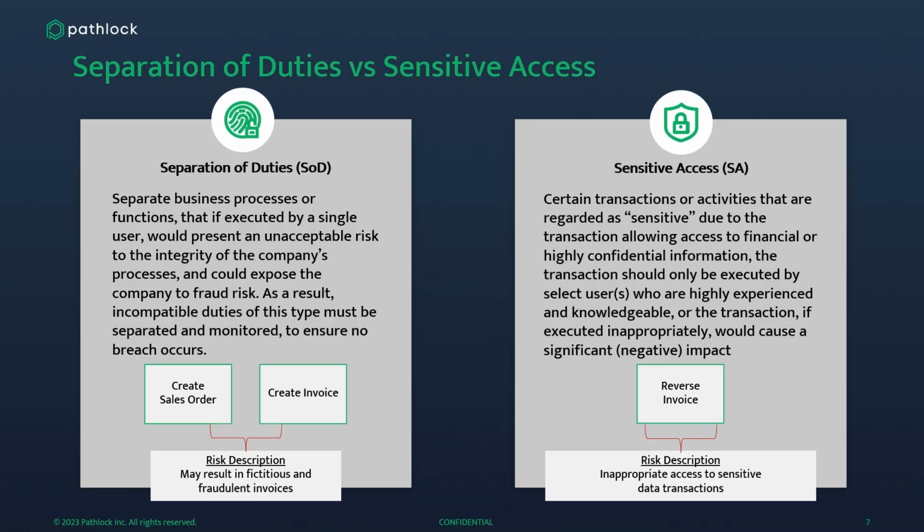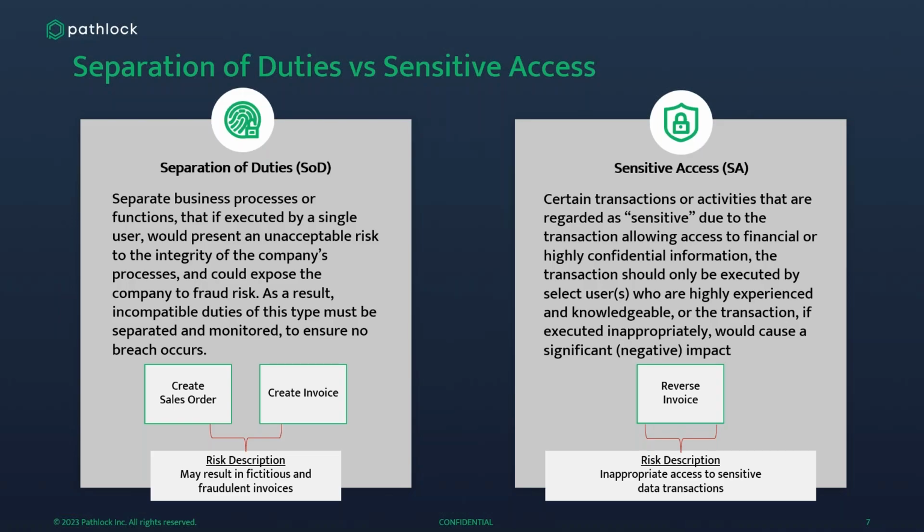And here's an example of another financial one, the ability to reverse invoices. If we give this to too many people, we're opening ourselves up to risk, because if they inappropriately reverse an invoice, then it can impact our financials, right? These are examples of separation of duties and sensitive access risks. And now that we've kind of baselined that, I think it makes sense to talk through, how do you actually review for this in an application?